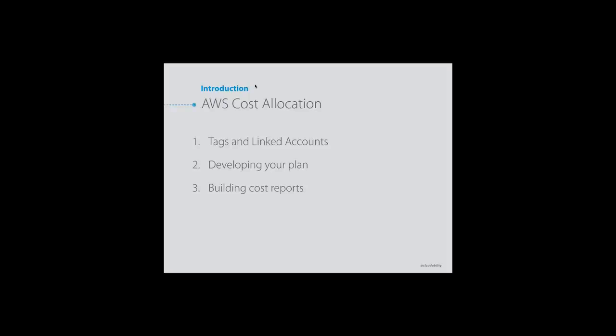So we're going to cover three basic things. We're going to talk about tags and linked accounts and a little bit of what Kyle just covered, to make sure we can go into a little more detail on that. We're going to talk about how to develop your plan for cost allocation, and then also go into a demo of how to build out some of these cost reports.